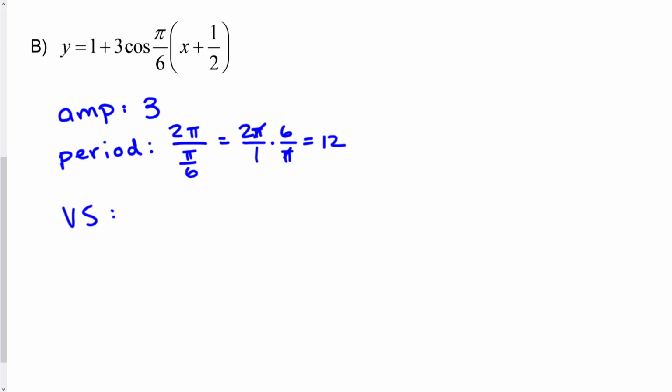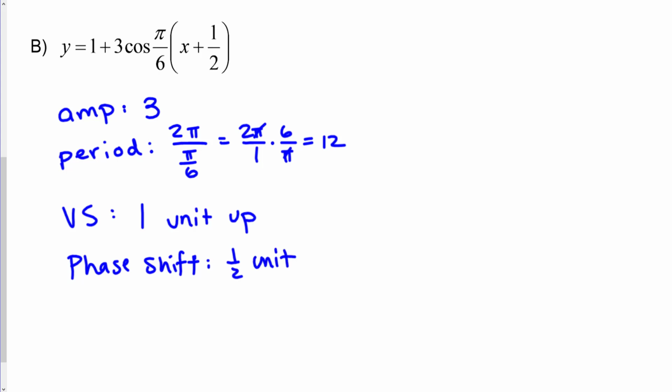The vertical shift. So the vertical shift is a number added to the function, which is 1, and it's going to go up because it's a positive number. And then the phase shift is 1/2 of a unit, because it's the number added to x, and it's shifting, so you have to decide between shifting left or right. It's the opposite direction of the sign provided. So since it's a positive 1/2, it's going to be shifting 1/2 unit to the left.